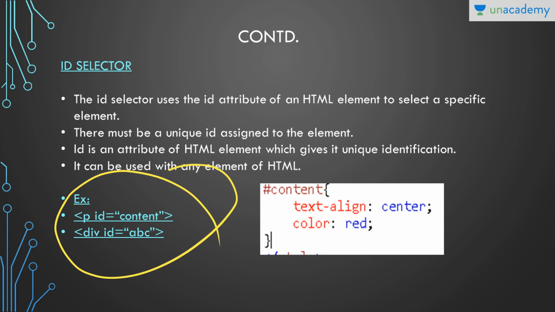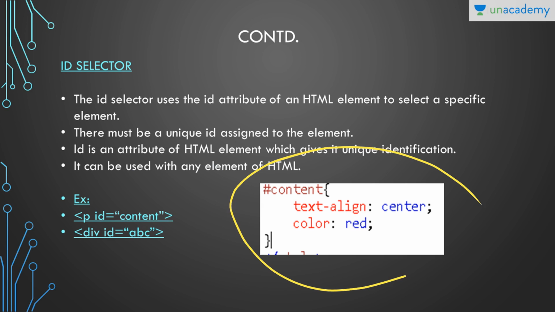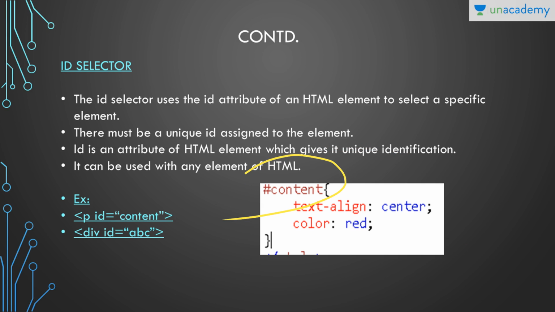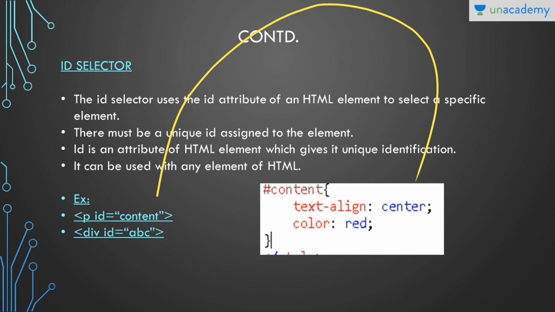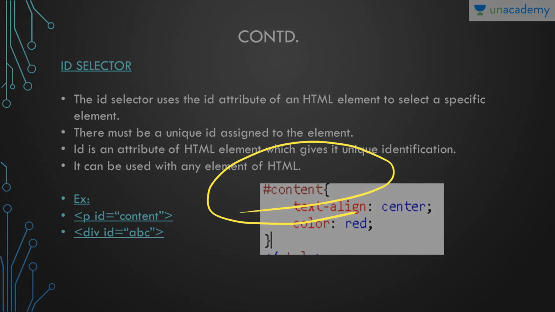The ID is content. Okay, so here you can see for defining it in our CSS file, we will use hash content, that is the name of the ID, and then apply the code, so that this code will only be applied to the element in which this particular ID is there. Okay, so in this way we use our ID selector. Okay, it can be used with any of our HTML elements, right?